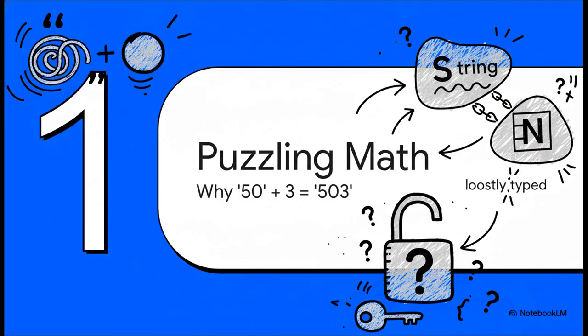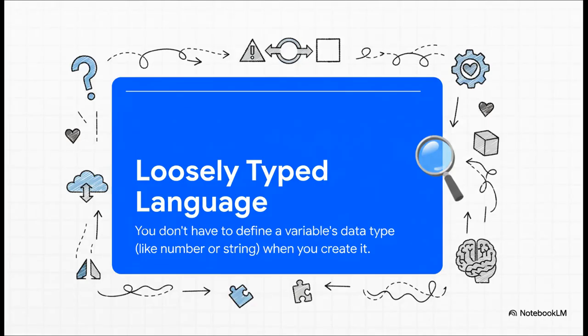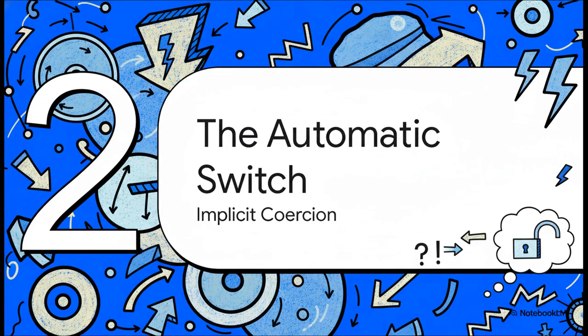See, JavaScript is what we call a loosely typed language, and that right there is the key to this whole mystery. What loosely typed means is that JavaScript tries to be helpful by making its own decisions about data types behind the scenes. It basically looks at an operation and tries to guess what you're trying to do. And in our little 50 plus 3 puzzle, its guess led to, well, a pretty weird result. Now, this automatic guessing process has a fancy name, Implicit Coercion. So let's really dig into how that works, because this is where the magic, maybe the madness, really happens.